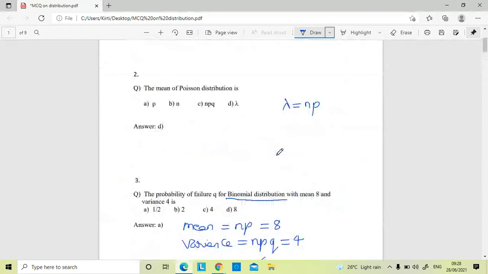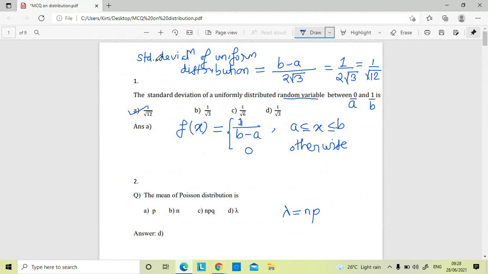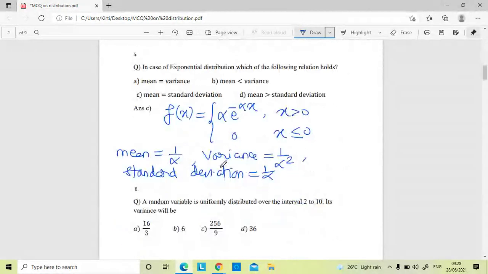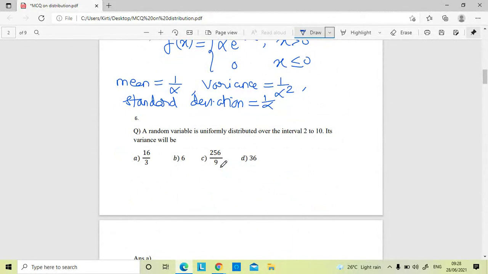The very first question which we discussed was regarding the standard deviation of uniform distribution. That is given by b minus a upon 2 root 3. Can't we find the variance from this? Yes, just take the square of this and you will get the variance. So let's see, what will be the variance of uniform distribution? The variance of uniform distribution is given by b minus a whole square by 12.